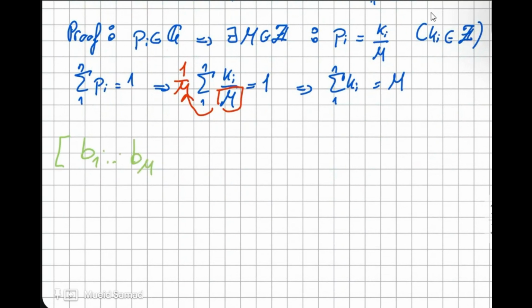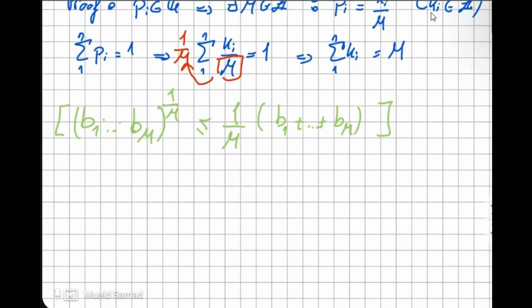Now, recall what the AM-GM inequality is saying: we can take b1 to bm, and the product of them to the power of 1 over m is smaller or equal to 1 over m times b1 plus, so all of these numbers summed up. This is the original AM-GM inequality.